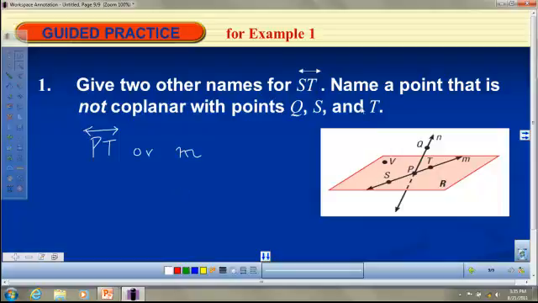Okay? Name a point that is not coplanar with Q, S, and T. Well, if you look, Q, S, and T don't look like they're on a plane, but remember 3 points make a plane. So anything that's in this area would be considered on the same plane. So Q, S, T are on the same plane. So is P, so the only thing that's not on that plane is V.